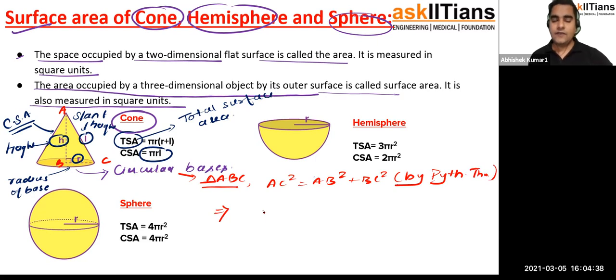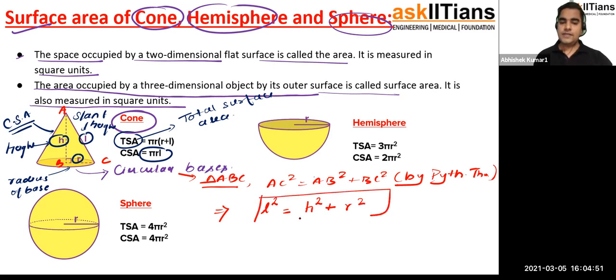And if you substitute the values, what will you get? AC is given by the slant height, which is represented by L. So you are going to get L square, which will be equal to AB square, which is H, so that will be H square, plus BC square, which is R, so that will be R square. So the relation between the slant height L, the perpendicular height H, and the radius of the base R is given by L square is equal to H square plus R square.